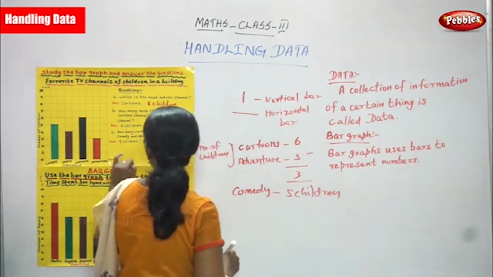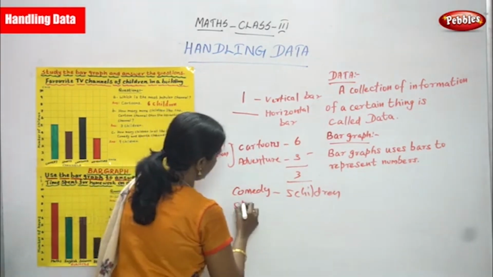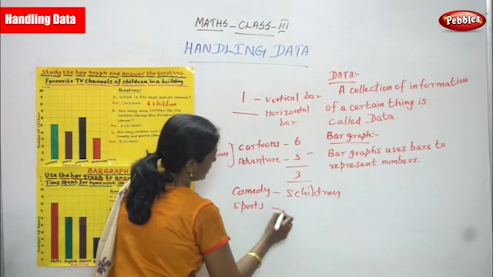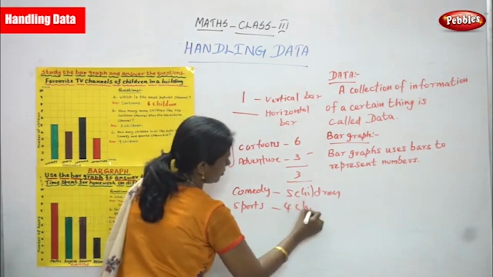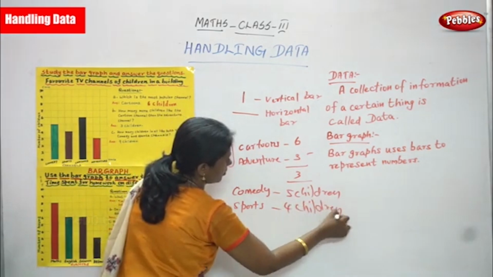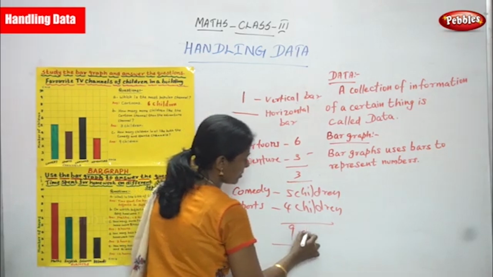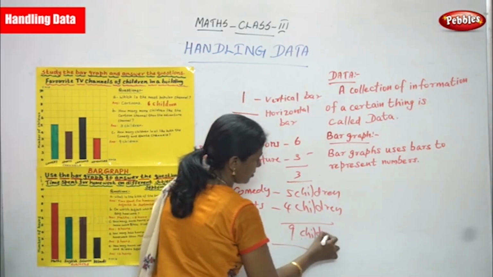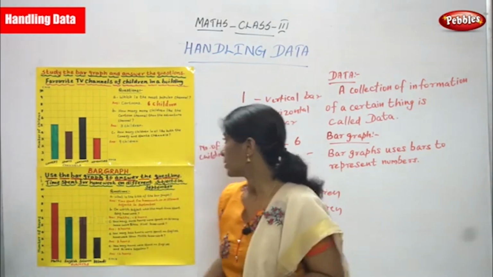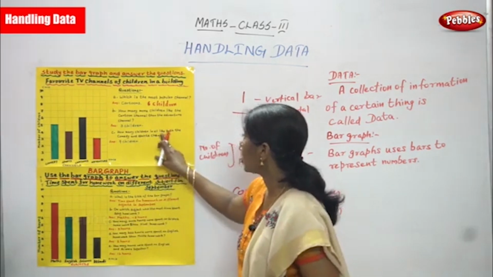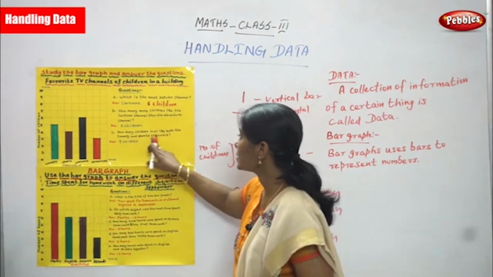And the next one is what? Sport channel. The sport channel is 4 children. So 4 plus 5, 9 children. So how many children in all like both the comedy and sports channels?